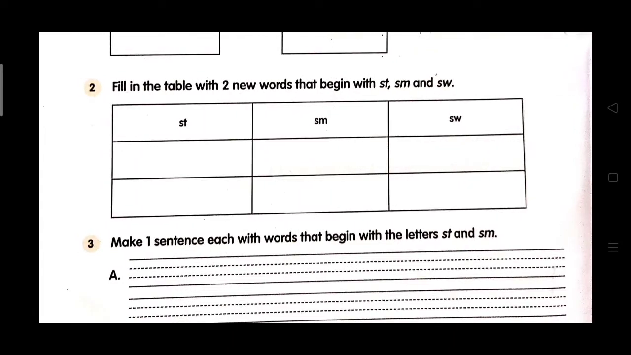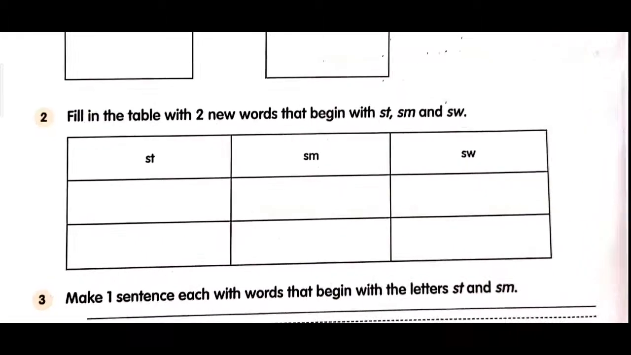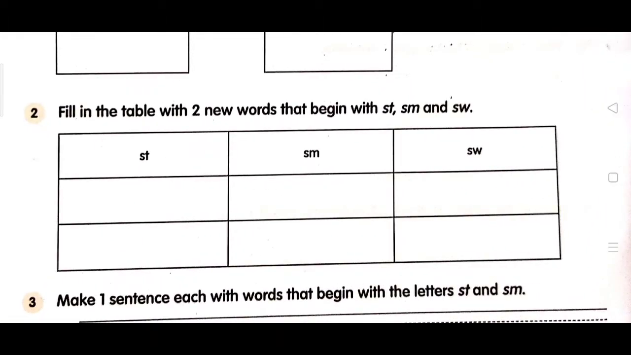Now on question number 2. Fill in the table with two new words that begin with ST, SM and SW. You will fill this table by using ST, SM and SW words. For example, SW. Can you make a word with SW? Yes, right. Like swim, swan, swimming, ST, star, SM, smell, like this.